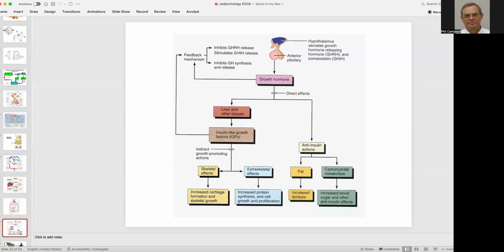Now, these IGFs are going to be responsible for controlling bone growth and muscle growth and so on, as well as protein synthesis and metabolism and all of that. There's negative feedback on everything. All right. Next are the anti-insulin actions of growth hormone. These are independent of the growth effects. So if growth hormone is elevated, it will induce the breakdown of fat via lipolysis to release fatty acids, which are going to produce energy sources. And it will also contribute to metabolism, increasing blood sugar and so on.